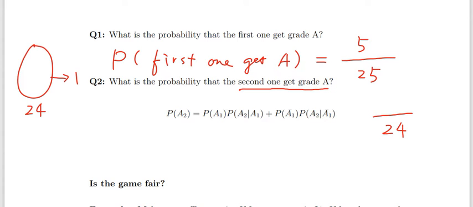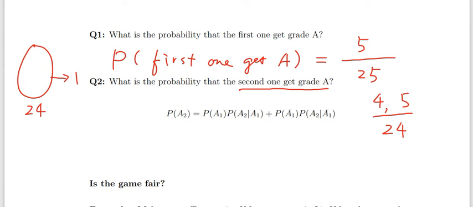So you will say, oh, maybe 4, right? If the first one gets A, then by now we have only 4 A's left. But how about if the first one does not get A? Then among the rest, if the first one gets B or C, then we still have 5 A's, right?